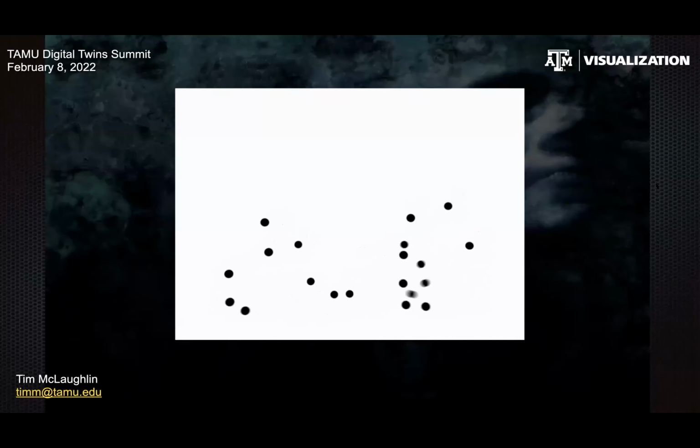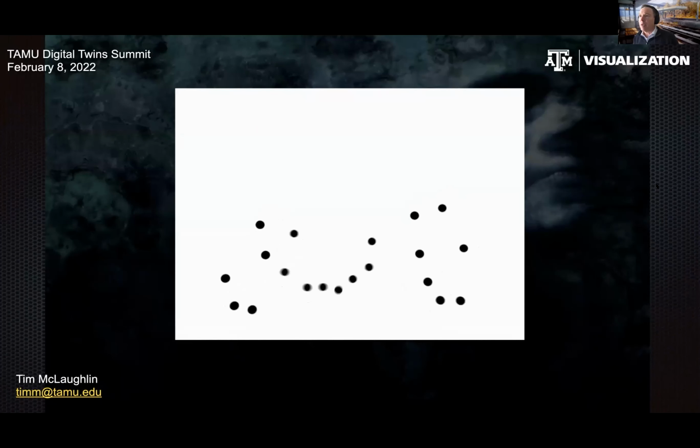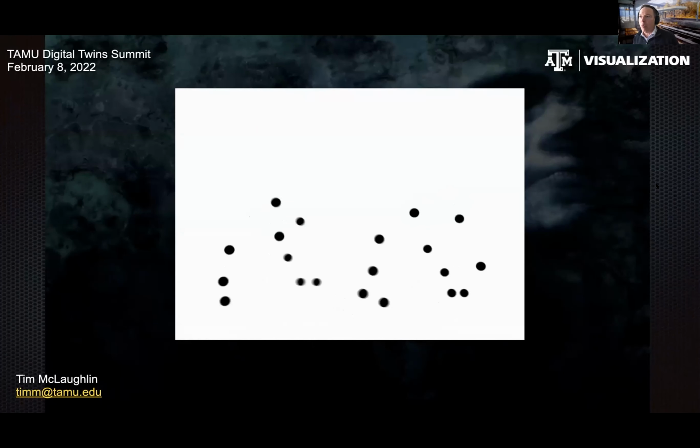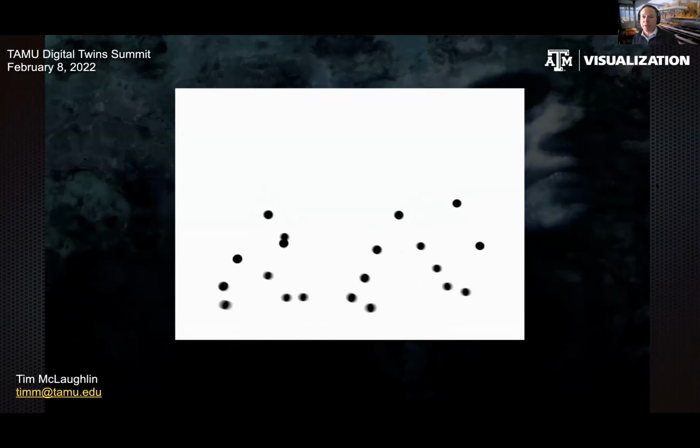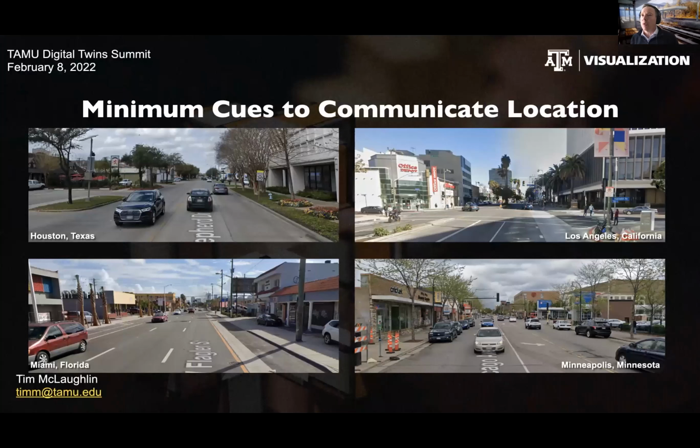So we go back to what I showed you earlier. What are the key identifying features that communicate the identity of that place? Can we pull those through and make sure that they understand that they're in Houston, not Los Angeles, and they're in Miami and not Minneapolis? Those are some questions I would love to explore with everyone.